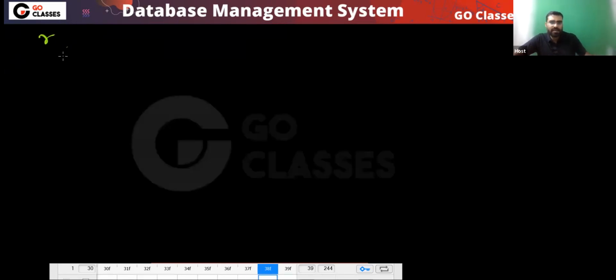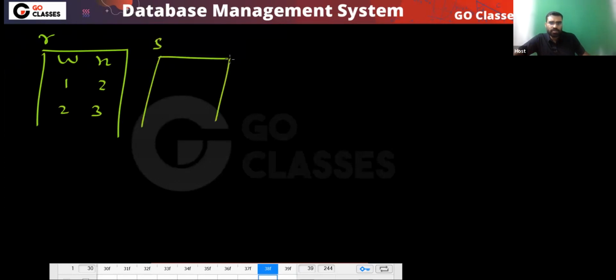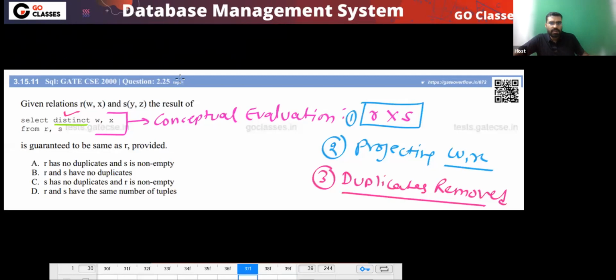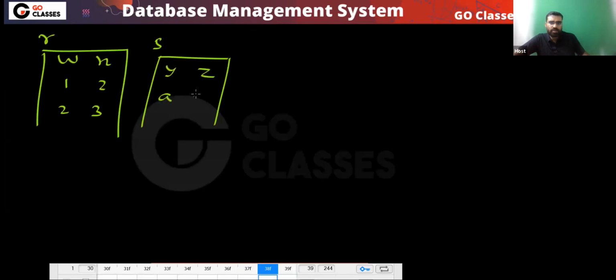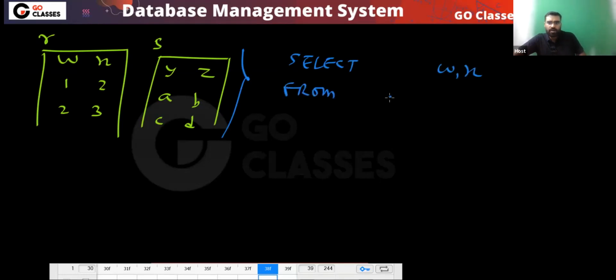Let's see one example. R(W, X) has tuples 1, 2 and 2, 3. In S(Y, Z), let's assume you have A, B and C, D. So in the cross product, if I write this query, select W, X from R, S, tell me the number of tuples in this situation.